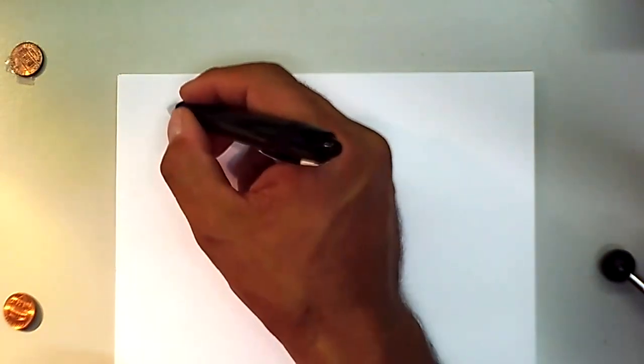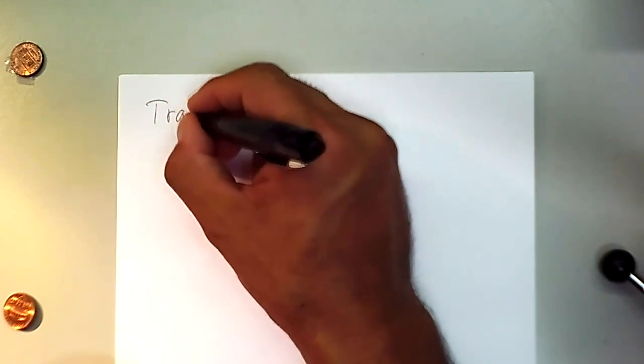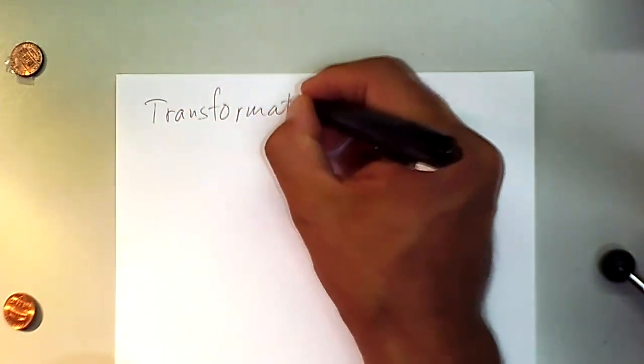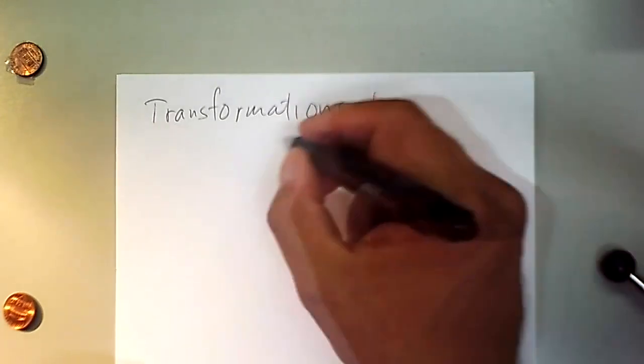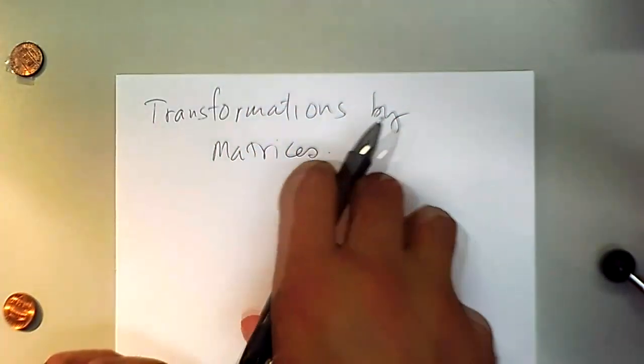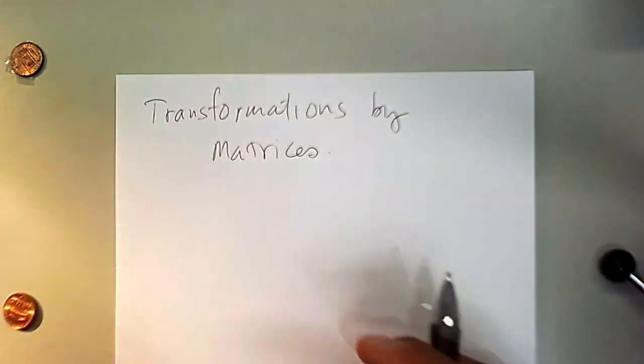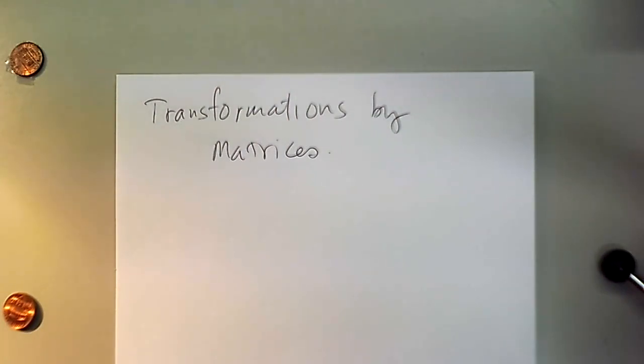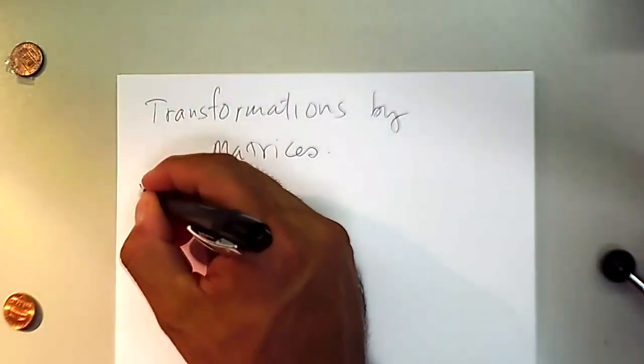Okay. The other thing I wanted to talk about is matrices doing things to pictures. So transformations by matrices, let's call it that. In particular, you can rotate things, you can move things around with matrices. So let's look at example 8.